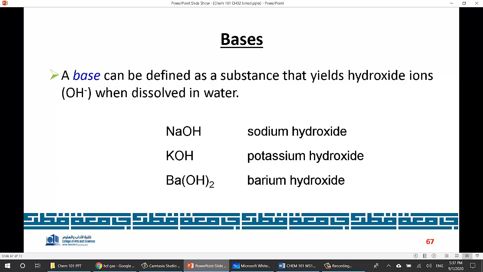But when we have something from group 2, like barium, OH has -1, Ba has 2 plus. If you cross multiply, that would be Ba(OH)2. But we'll still call it barium hydroxide. We never call it barium dihydroxide, or let's say barium 2 hydroxide, because this is type 1. Again, the naming here is important.